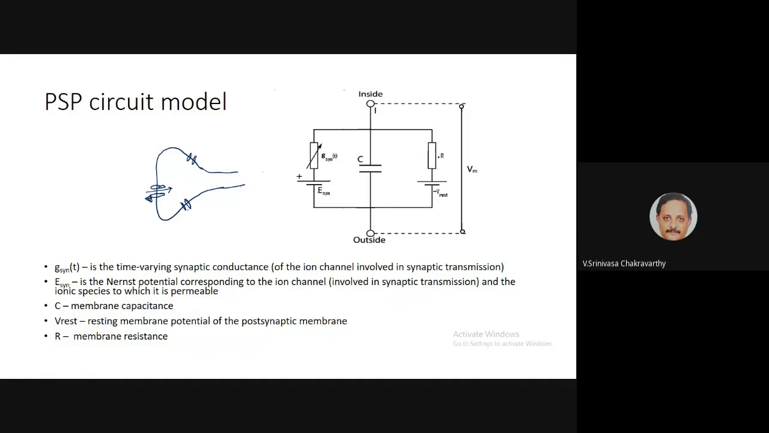And so for the resistance, I'm using the resistance R here, instead of conductance. And the battery of that is Vrest, because under normal resting conditions, the synaptic channels are not active, they're closed, because there's no neurotransmitter. So therefore, the resting potential of the membrane is simply some value, let's say Vrest. So all the leakage channels, the battery of them is Vrest. So this is a minimal model of the postsynaptic membrane.